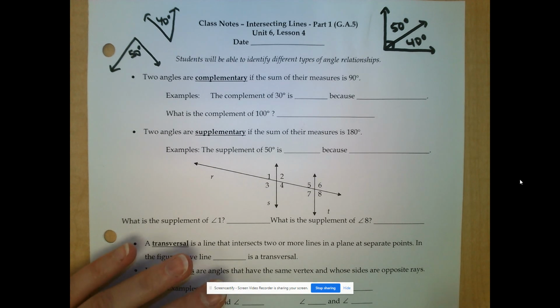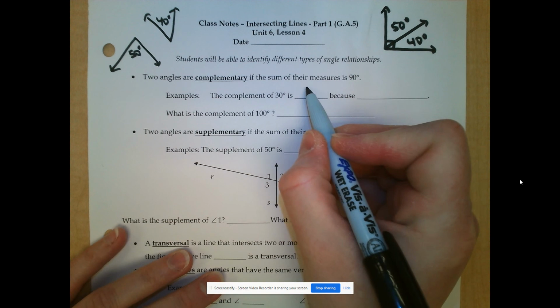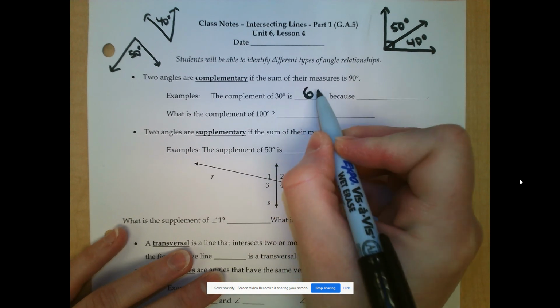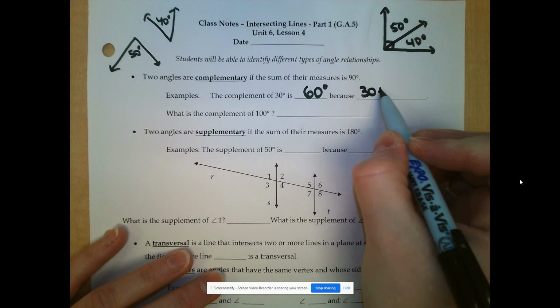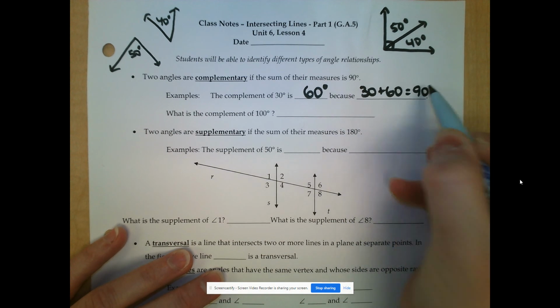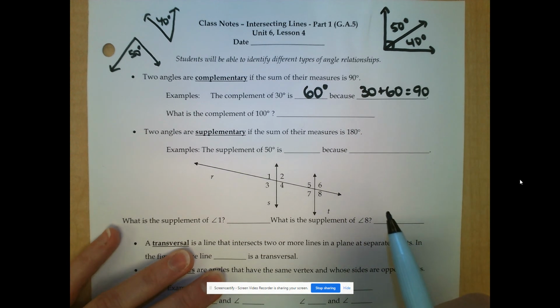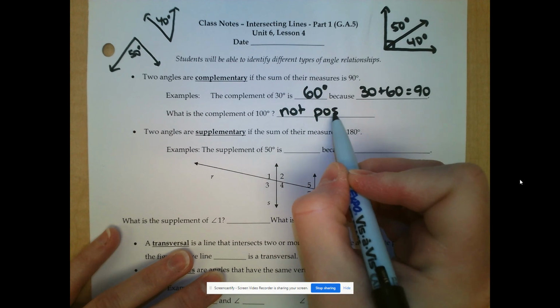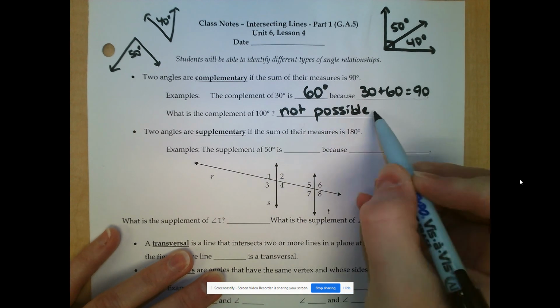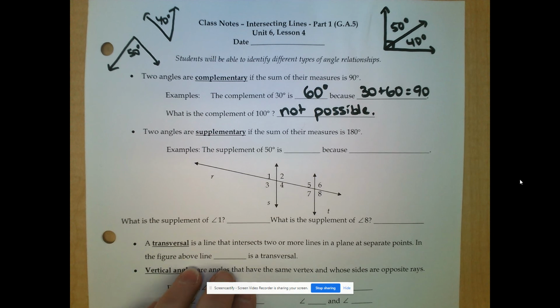The complement of 30 degrees is, well, if I add 30 plus what equals 90, the complement would be 60 degrees because 30 plus 60 equals 90. What is the complement of 100? That's actually not possible. You cannot have negative angles. So we would say that it is not possible to have a complement to 100 degrees.